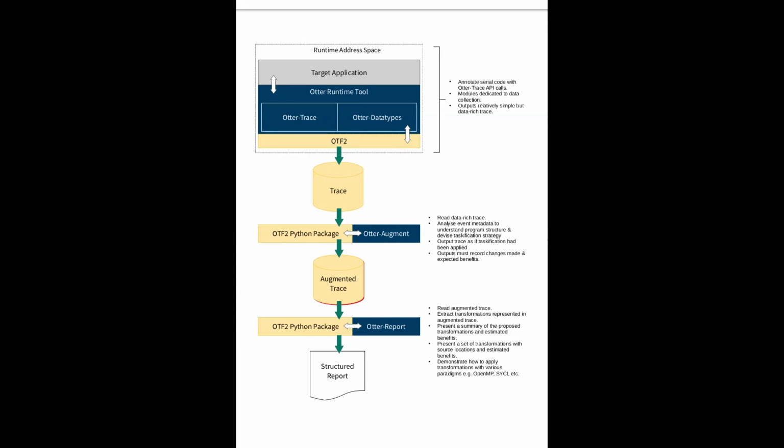Once the developer has annotated all code regions of interest, the serial program can be recompiled and linked to the Otter runtime library. Executing the annotated program then causes Otter to record a trace file containing the relevant performance data for the annotated sections. This trace is then post-processed to determine the transformations that should be applied to translate the serial code into efficient task-based parallel code.